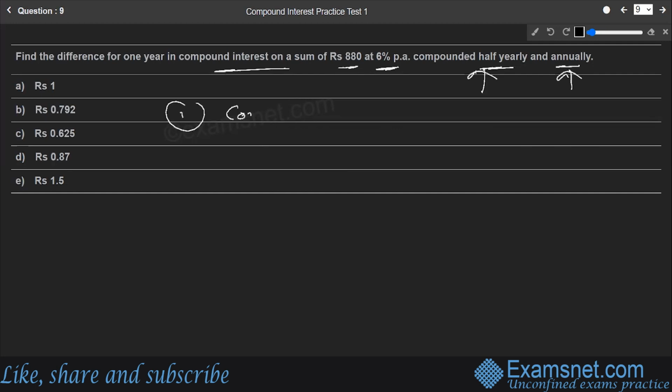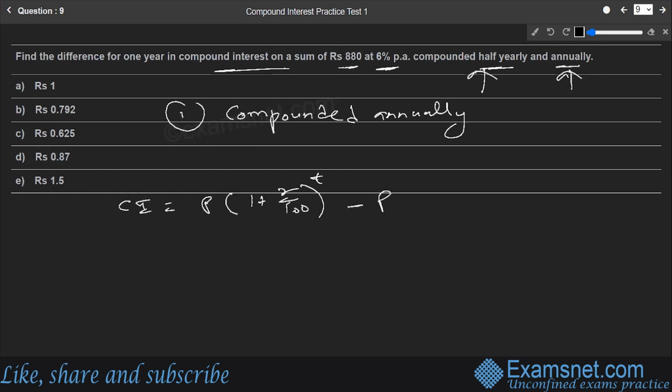Let us try to find the compounding done annually. When the compounding is done annually, we do not change any rate of interest, we do not change any time. The compound interest value is always principal into 1 plus rate of interest by 100 to the power time, minus principal. The principal that is given to us is 880, and the rate value is given as 6%. So let us use this.